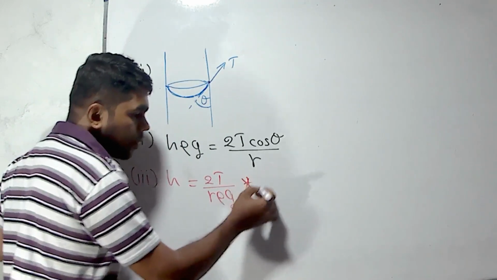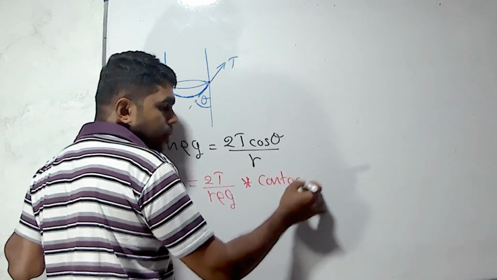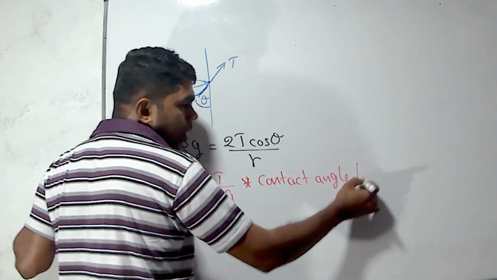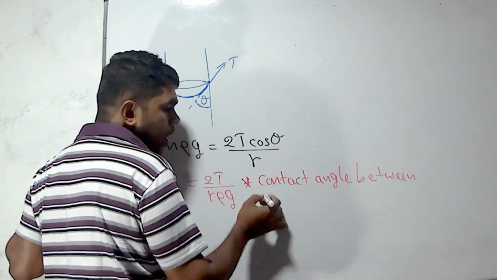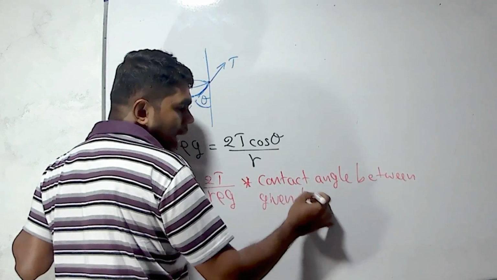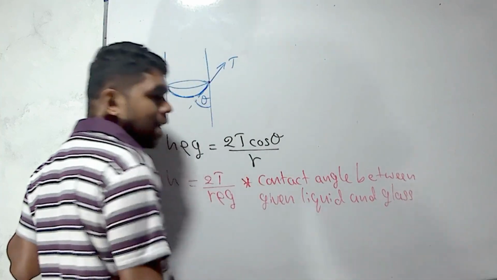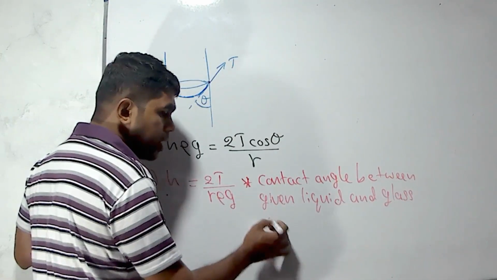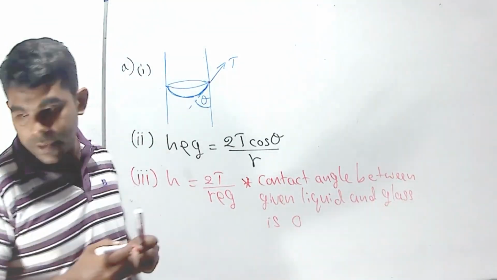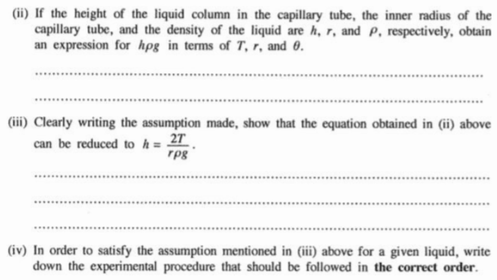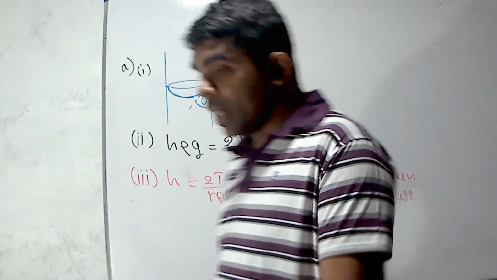The assumption is that the contact angle between the given liquid and glass, as it is given as glass in this experiment, is 0. It is the assumption. Then part 4. In order to satisfy the assumption mentioned in part 3 above, for the given liquid, write down the experimental procedure that should be followed in the correct order. We have to get the contact angle 0 position.